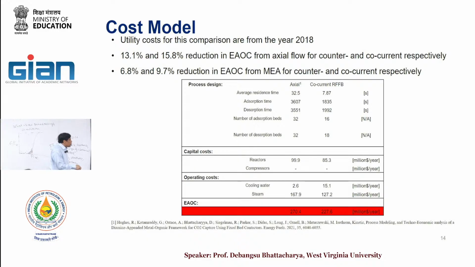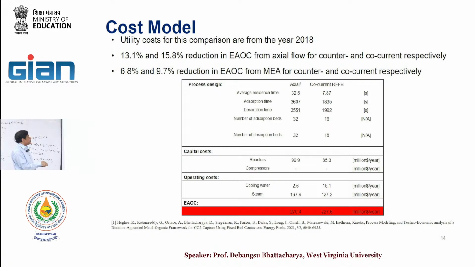For the same absorbent that you see here, we found the co-current configuration is the most optimal. That is interesting, and I'm sure you cannot read it because I cannot read it from here myself. Let me read it for you. This is 227.6. This is 270.4. Remember, this is a cost, so lower cost basically means this is more economic. So it is showing the co-current configuration is actually more economic than your overall system.